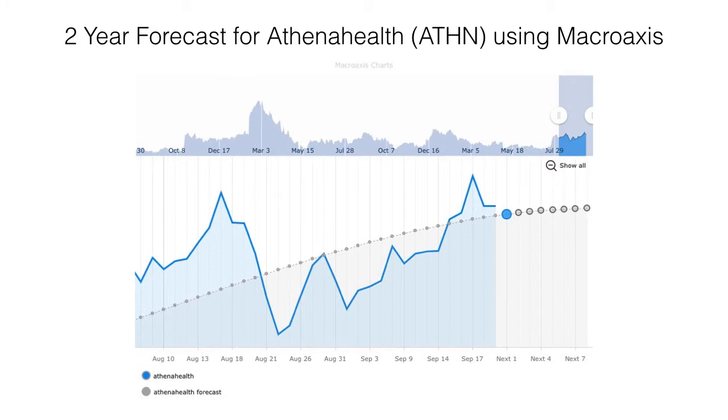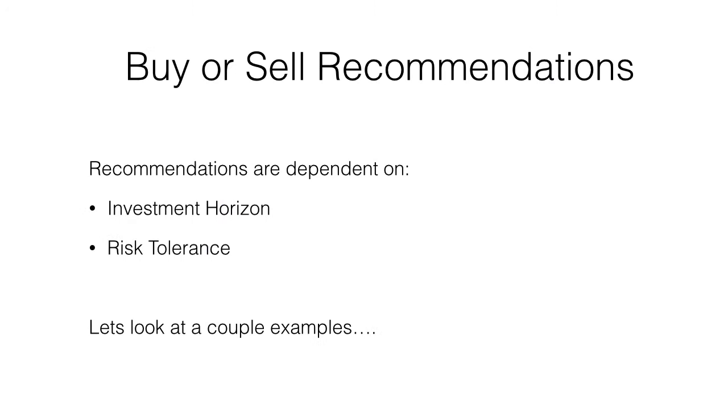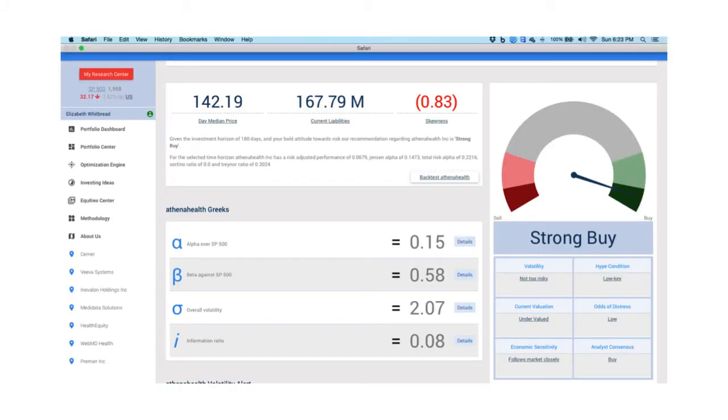The buy-or-sell recommendations are dependent on your investment horizon, so how far out you are forecasting, and your risk tolerance that you want to apply. So if you're very aggressive, then the position may be different than if you are looking for a very safe investment. So we'll look at a couple examples of this forecasting within Macro Axis.